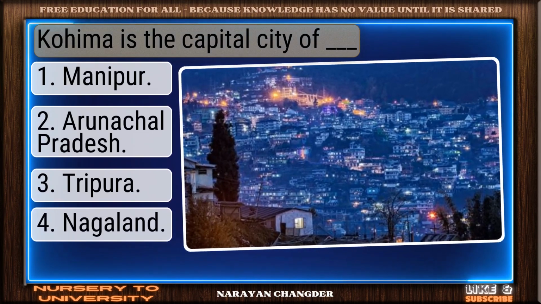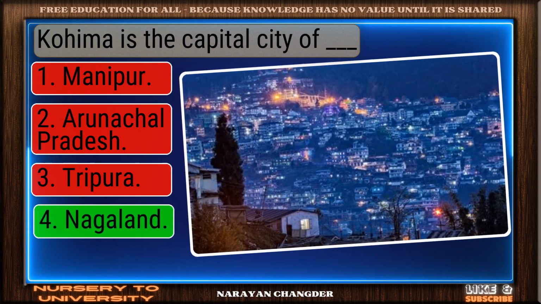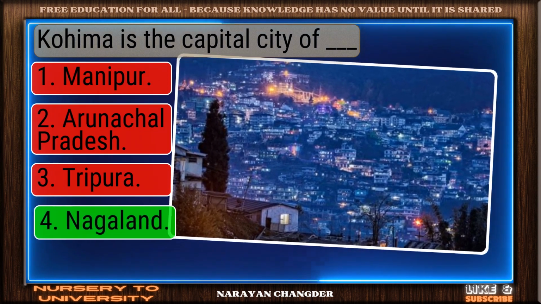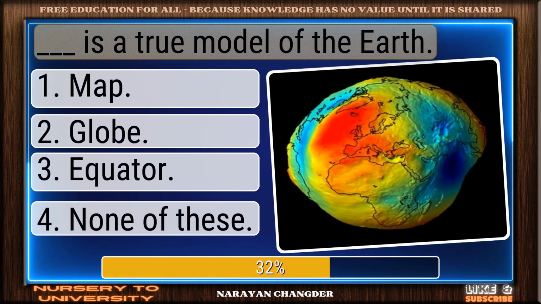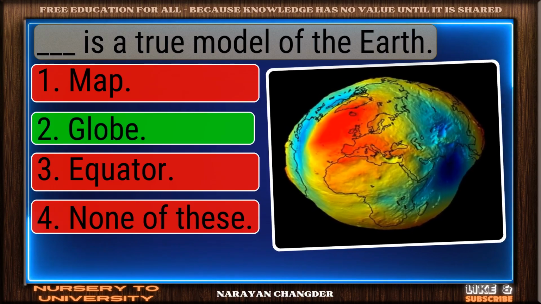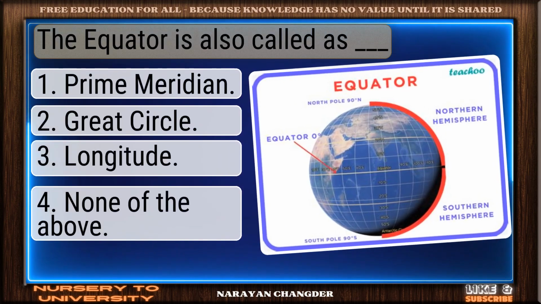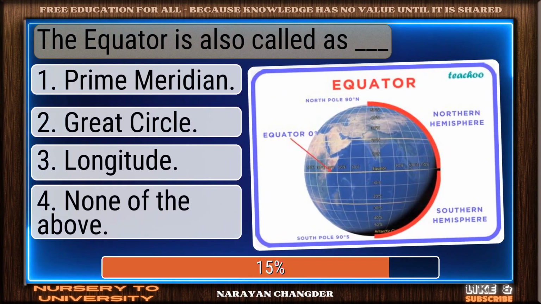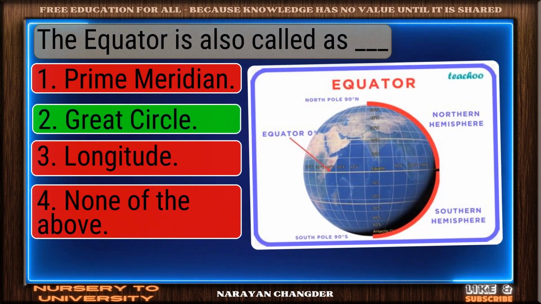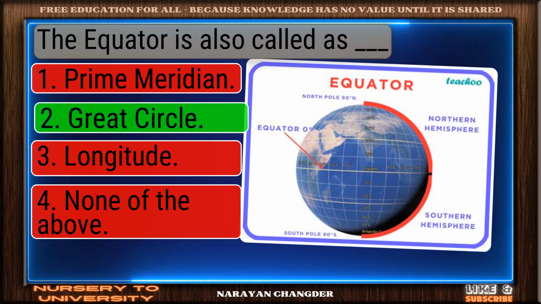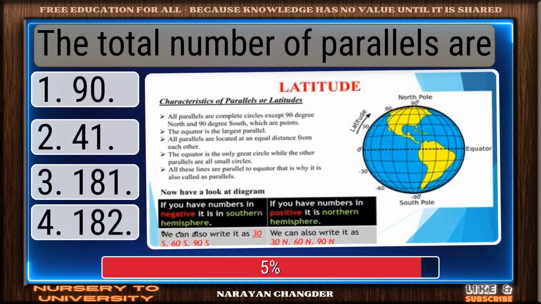Kohima is the capital city of dash. On track. Nagaland is the correct answer. Dash is a true model of the Earth. Exactly. Globe makes sense and it is the right choice. The equator is also called as dash. Nice work. You chose Great Circle and it is correct. The total number of parallels are?